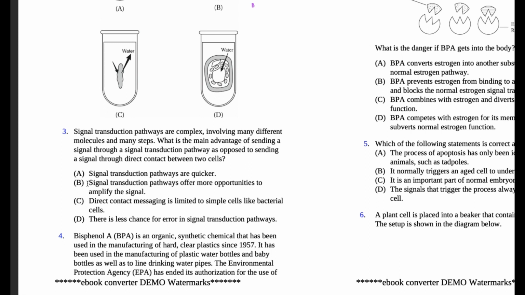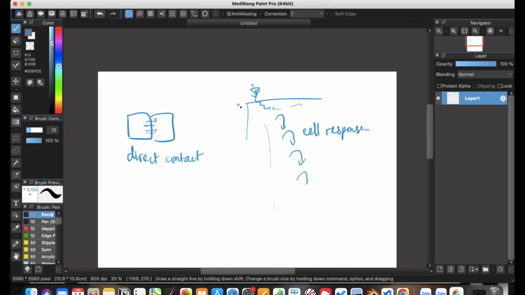Signal transduction pathways offer more opportunities to amplify the signal, which makes sense because with all of these extra steps, you have many more chances for the signals to be amplified.